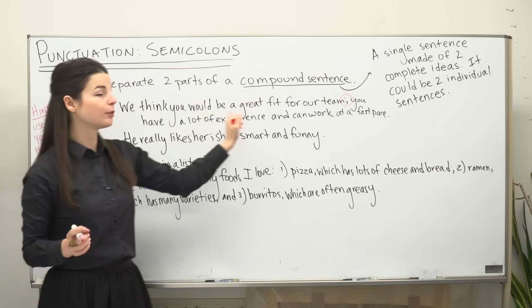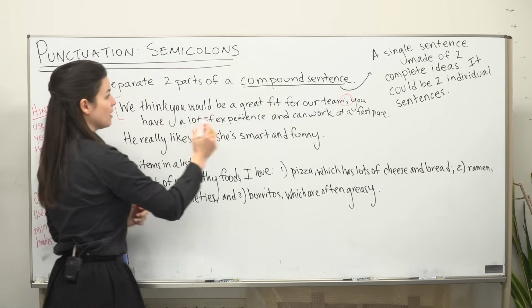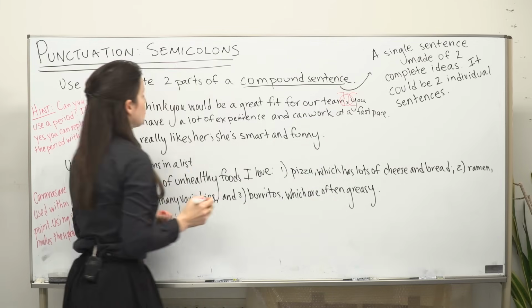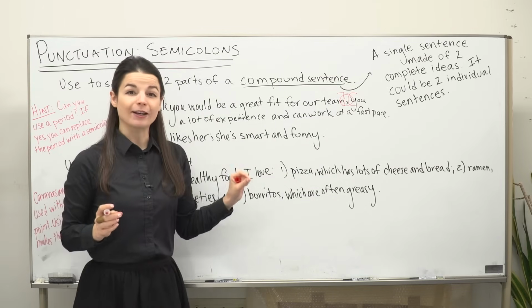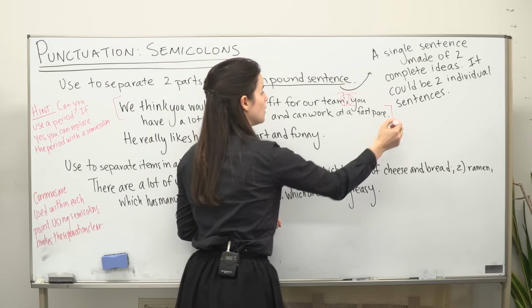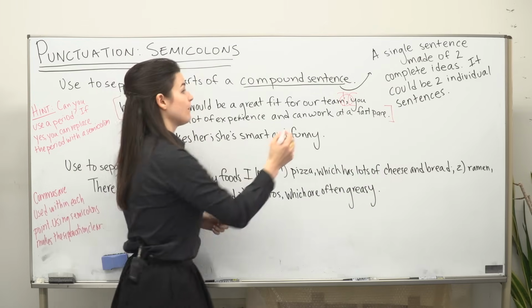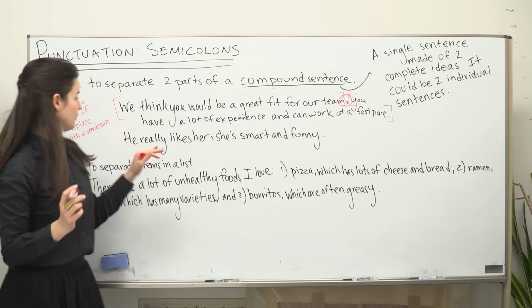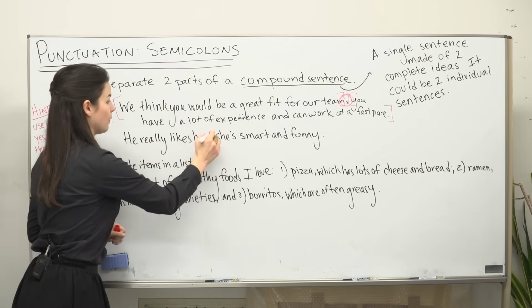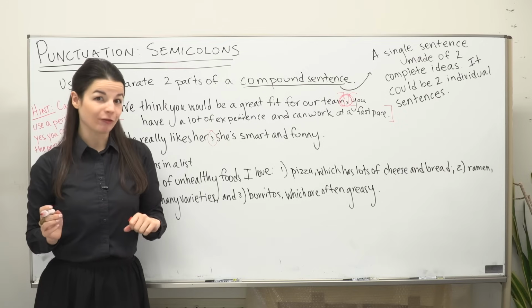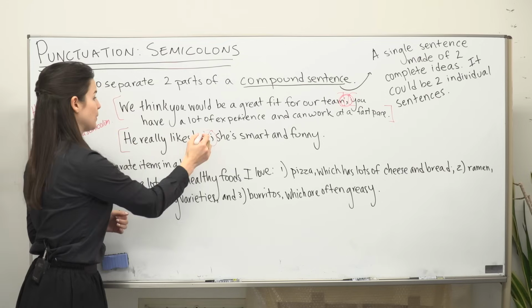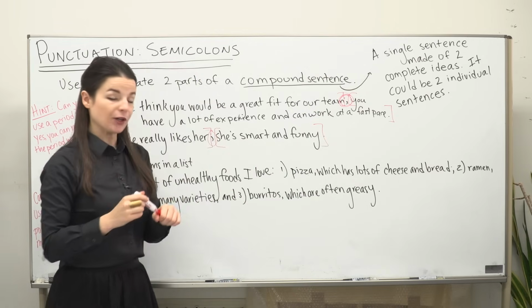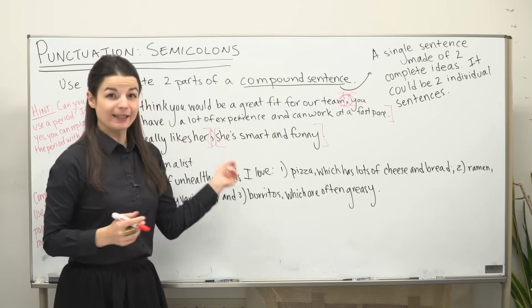So here there are 2 complete ideas. Idea 1, we think you would be a great fit for our team, is one idea. Idea 2, you have a lot of experience and can work at a fast pace. So there are 2 ideas here in this sentence. We've separated the ideas with a semicolon here. Let's look at one more. He really likes her, semicolon. She's smart and funny. He really likes her is one idea. Idea 2, she's smart and funny. There are 2 ideas here. We connect them with a semicolon.